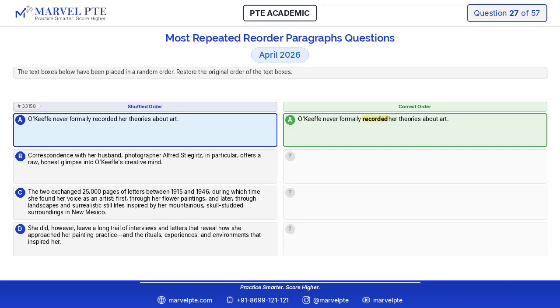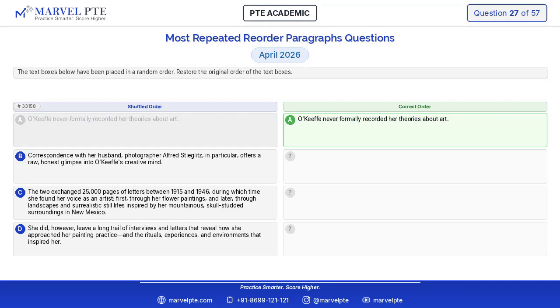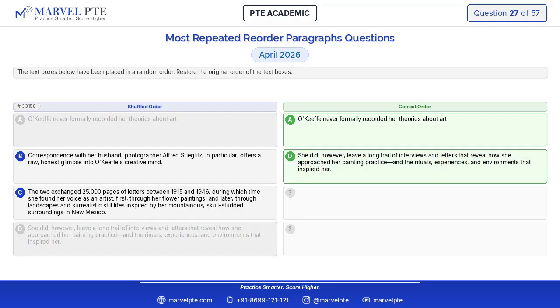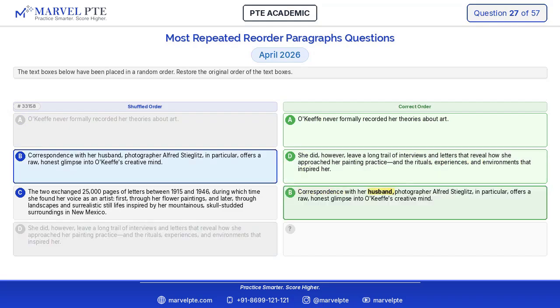O'Keeffe never formally recorded her theories about art. She did, however, leave a long trail of interviews and letters that reveal how she approached her painting practice and the rituals, experiences, and environments that inspired her. Correspondence with her husband, photographer Alfred Stieglitz, in particular, offers a raw, honest glimpse into O'Keeffe's creative mind.